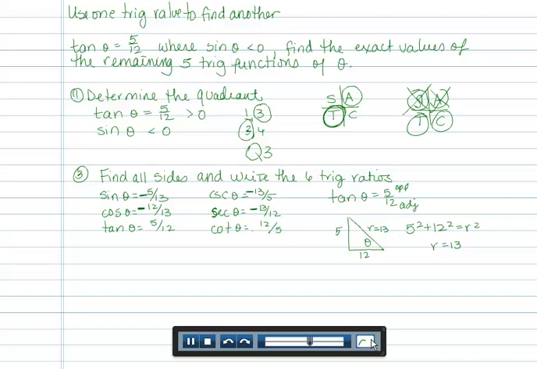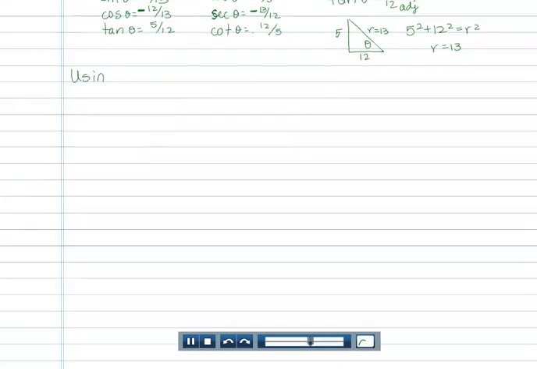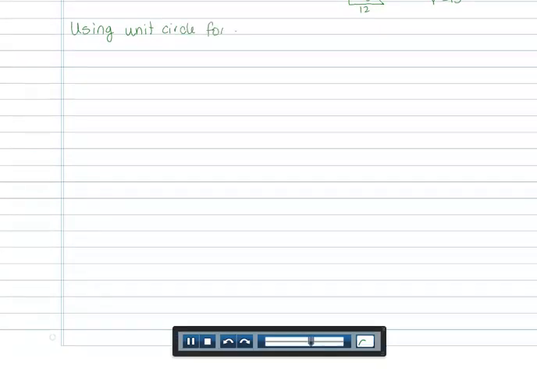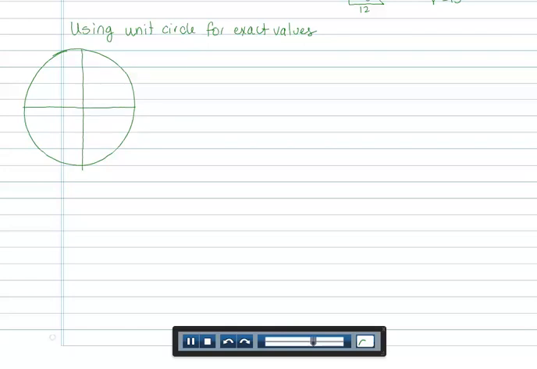Alright, last but not least is using the unit circle for exact values. Now, I don't have a unit circle, but I'll go ahead and start building one as I need it. So let's go ahead and practice.